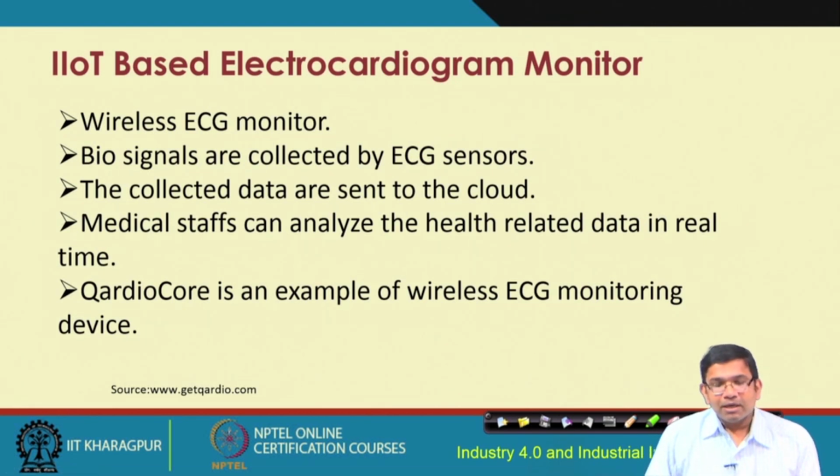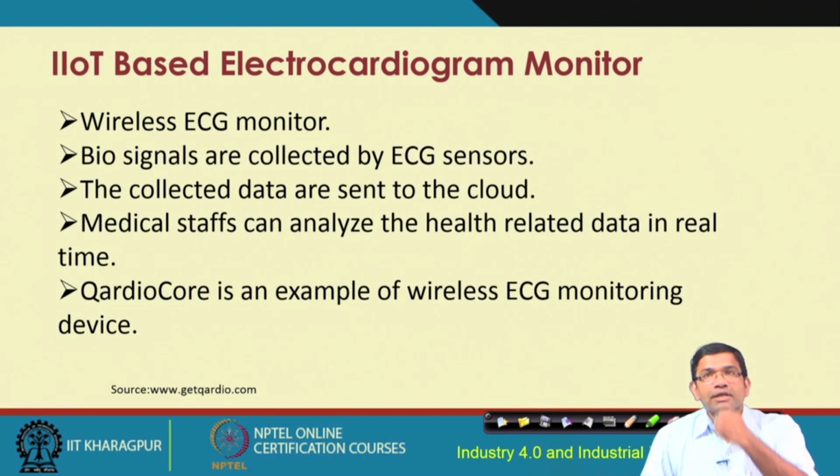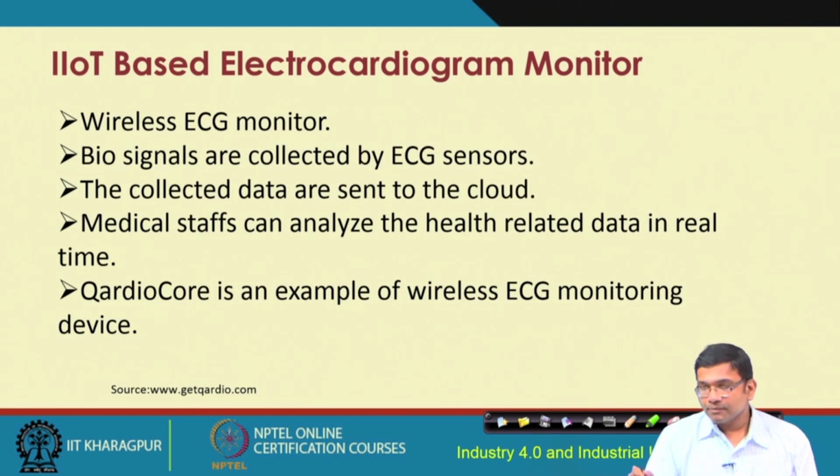So, nowadays there are many different healthcare devices. Wireless ECG monitors are there, which can collect biosignals from these ECG devices, ECG sensors. The collected data could be sent to the cloud. Medical staff can analyze the health related data in real time. In fact, you could have some programs which can autonomously analyze the data that are coming in and can send alerts. One example of a wireless IoT enabled ECG sensor is Quadcore. Quadcore is a device for ECG monitoring. It is a wireless device.